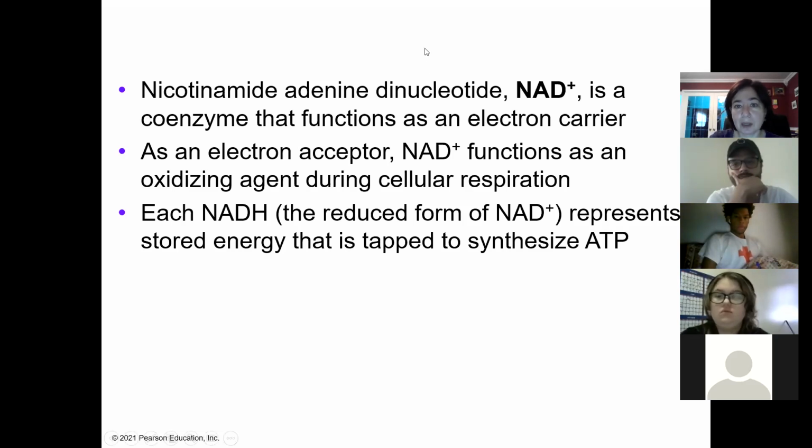So, as you can see, it is positively charged, right? So quite often what happens, it gets reduced, right? So it picks up an electron along with the proton, and turns from NAD plus to NADH, okay? And it's literally a carrier, which means that it picks up and transfers to another molecule, nothing more than that, okay? Electron acceptor, oxidizing agent, NAD plus to NADH.